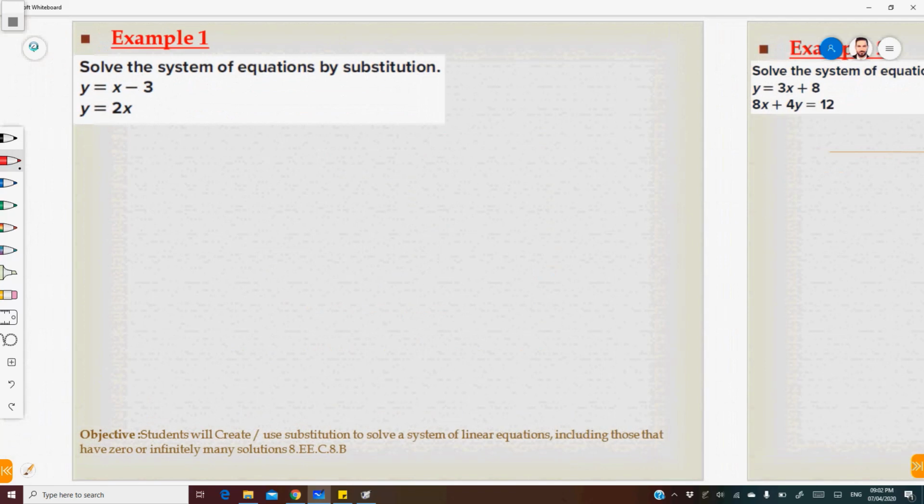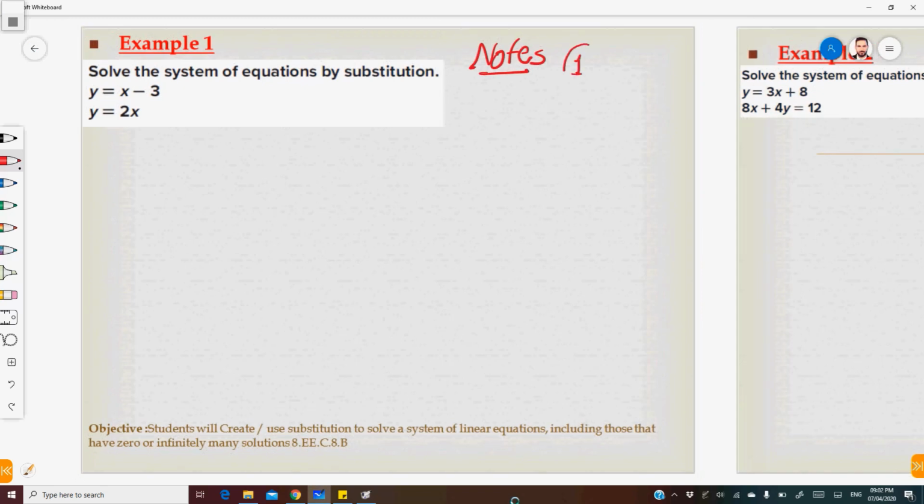To solve a system of equations by substitution, you have notes here. I will write the notes in front of you to make sure that all of you understand. First of all, you are going to divide the paper into two parts. Second, in the first step you are going to get the value of x, and in the second step you are going to get the value of y. So here we get the value of x and here we get the value of y.